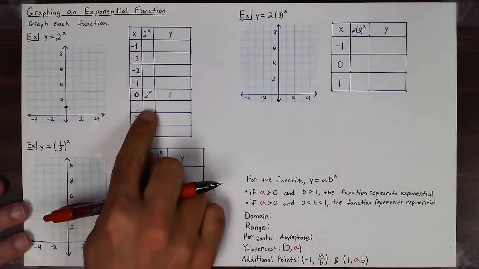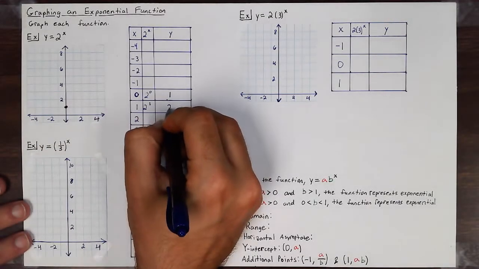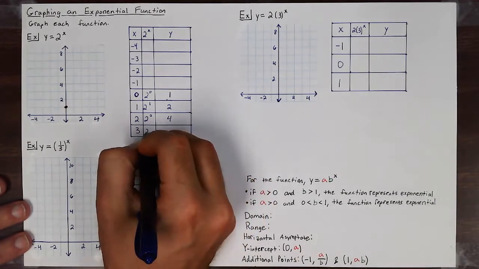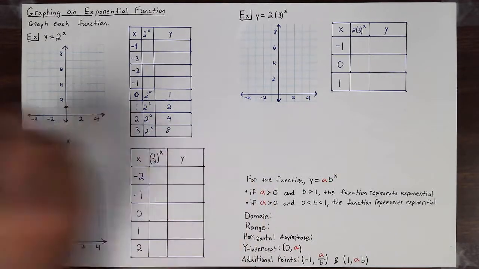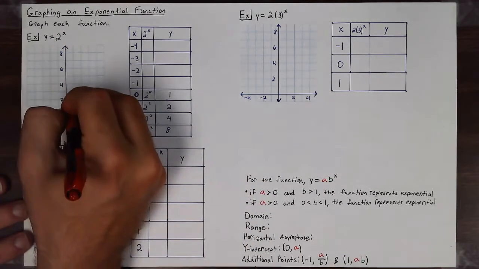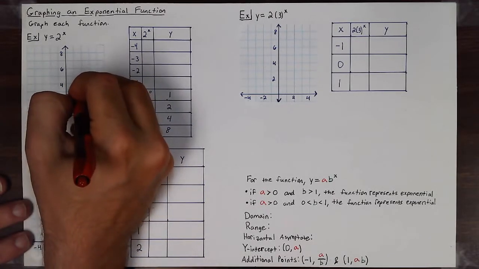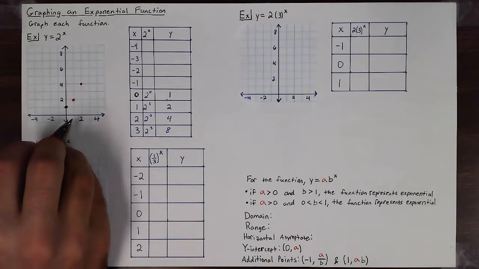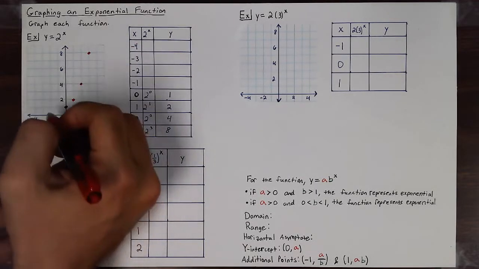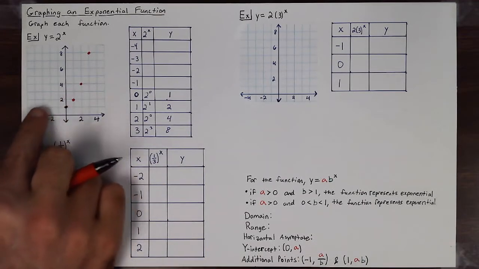Now, as I use larger powers, like 2 to the first power, that's equal to 2. 2 to the second power, that's 4. 2 to the third power is 8. So I'll plot a point for when x is 1, y is 2. When x is 2, y is 4. And when x is 3, y is 8. Now we can see that it's increasing very rapidly on the right side. But let's see what happens as we go to the left side.